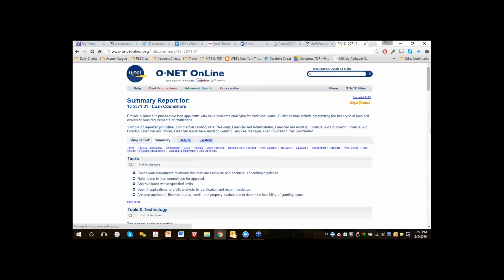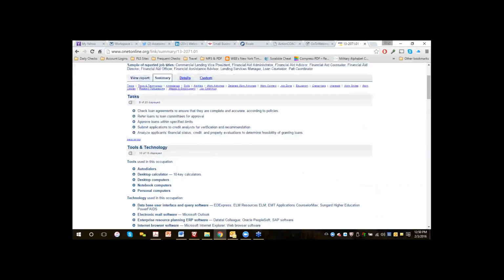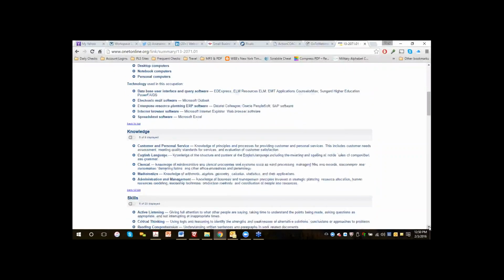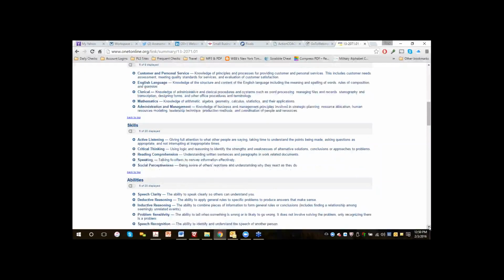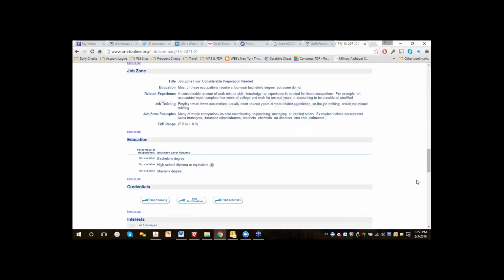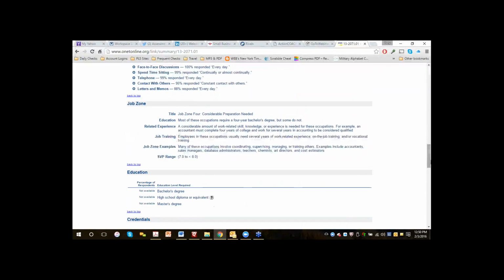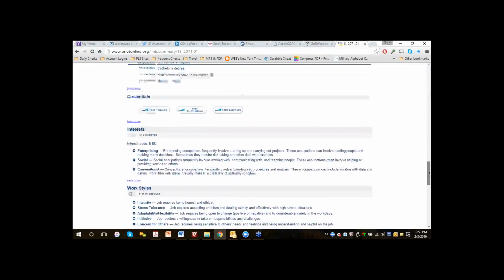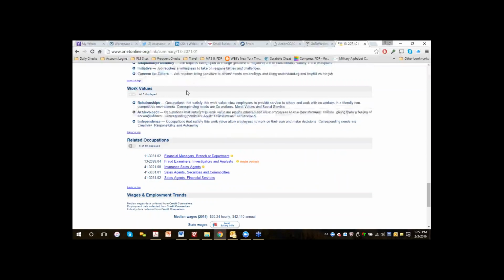I click on this, and it tells me everything I want to know and even more about being a loan counselor. All the tasks that are required, the tools and technology that I need, the knowledge I need, the skills, abilities, the work activities during a day. It just goes on and on. Now, it even tells us about education level. If I go all the way down, and I'm reading through this, and it's not really what I'm interested in, they have related occupations. So I can click on any of these. Let's say an insurance sales agent or a financial manager, all right?